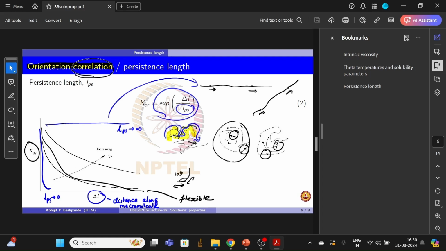Okay. Understood, ma'am. Got it. But contour length is just stretching open the chain from one end to the other end. That is what the contour length is. Yeah, I misunderstood contour length for persistence length.